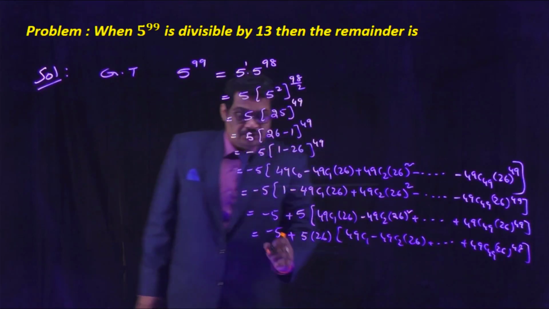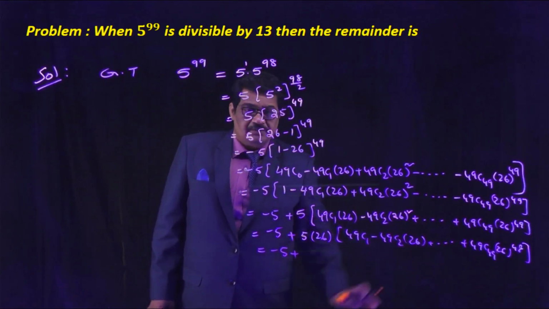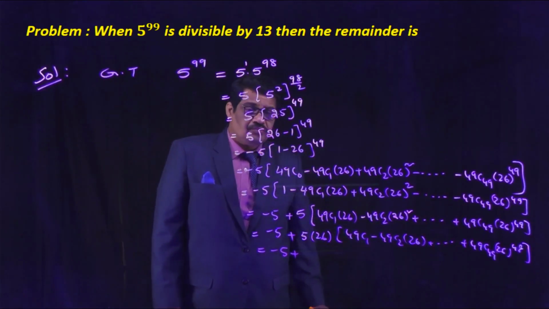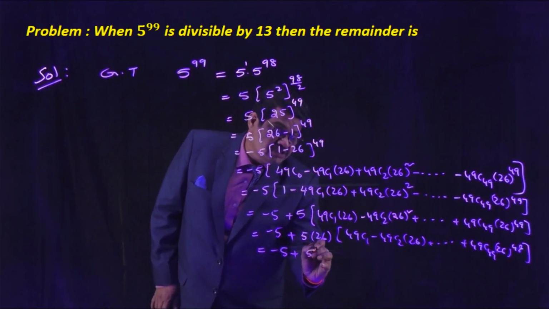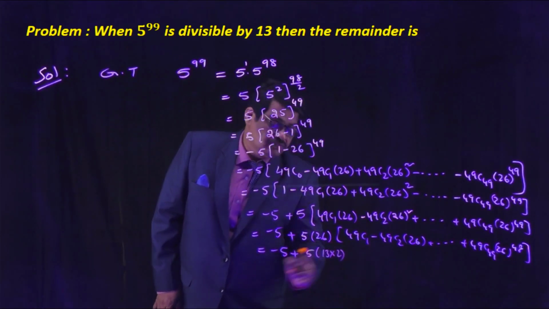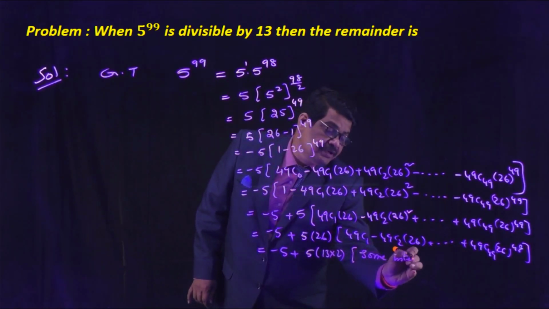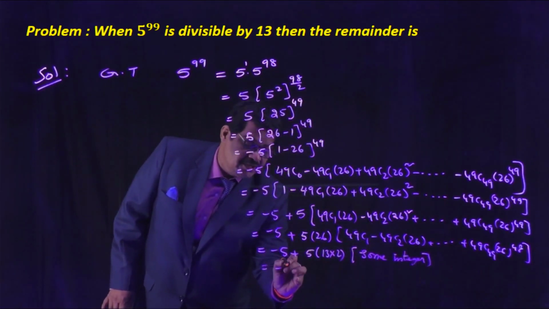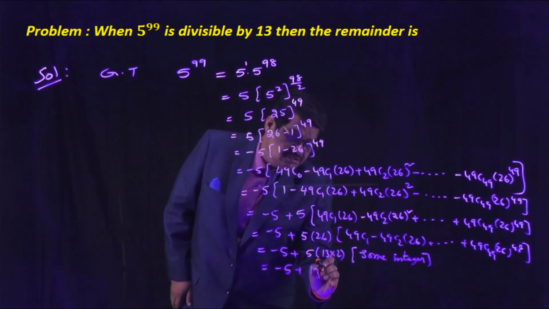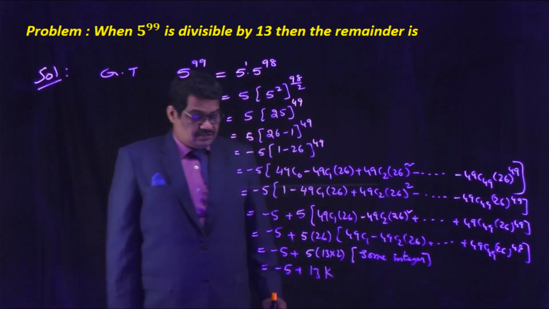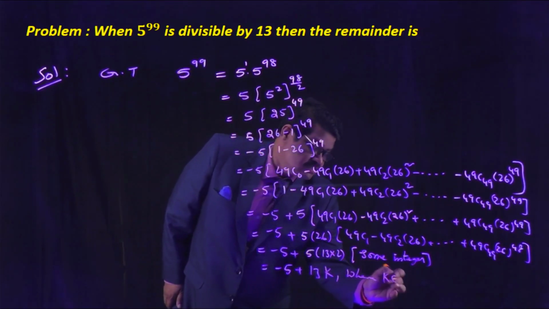Taking 26 common, that is equal to minus 5 plus some integer, the product of integers is some integer. So this 26 can be written as 13 into 2, that is 13 into 2 into some integer. Now this can be written as minus 5 plus 13 into 2 into some integer, that is 13 into some integer, where k is some integer.